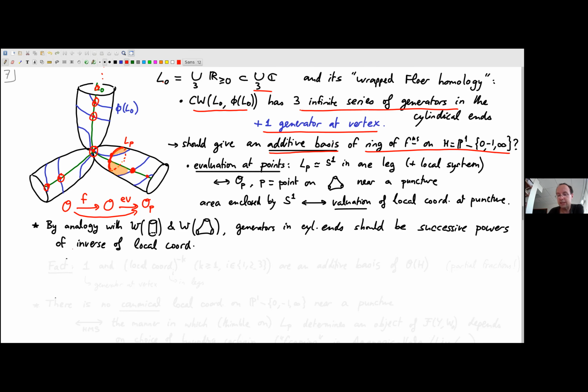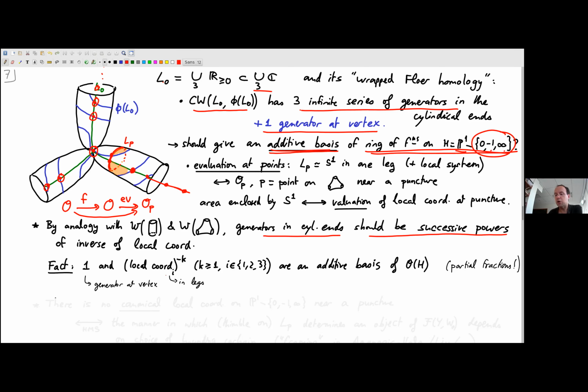So what this shows, and the analogy is clear when you compare with wrapped categories of other surfaces, is that the generators in these cylindrical ends should be successive powers of a given function. So this is some function, this is its square, this is its cube, and so on. And these functions should have basically a pole at one of the punctures of our pair of pants. So what we want is an additive basis of this ring of functions consisting of powers of meromorphic functions on P1 with a single pole at one of these 3 points. In fact, no matter how you choose 3 rational functions on P1 of degree 1 with poles respectively at 0, -1, and infinity, the constant function 1 and powers of these functions are an additive basis of a ring of functions. Why? It's basically partial fractions decomposition for any rational function with poles at those 3 points.